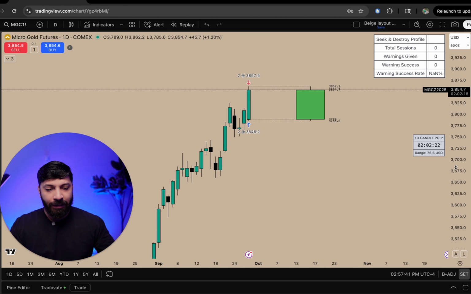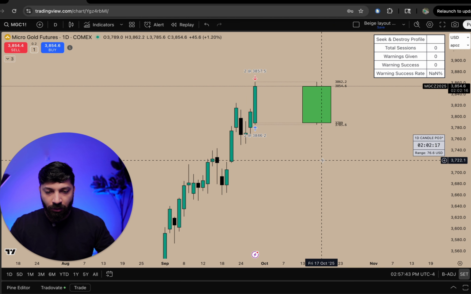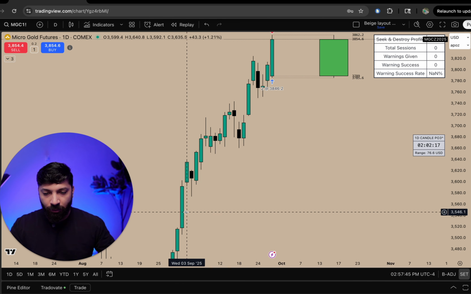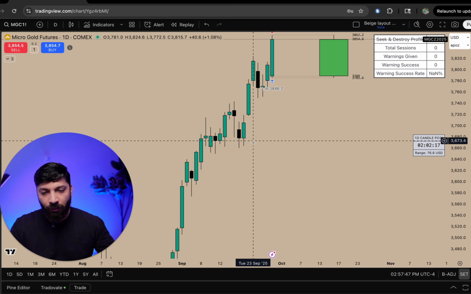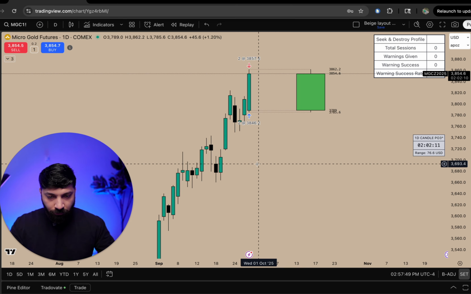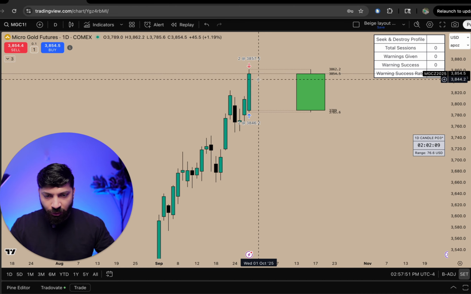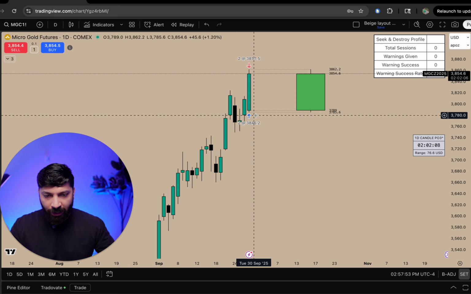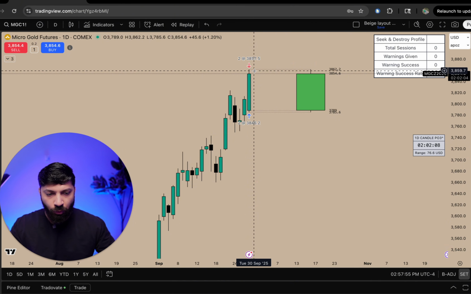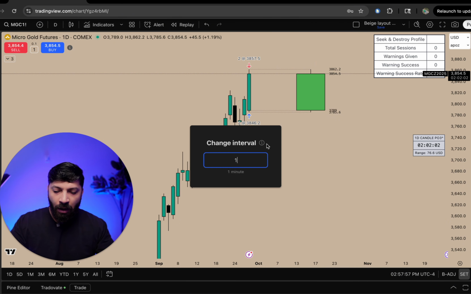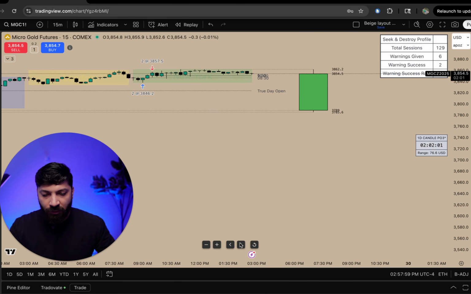As you can see here, we are on the daily chart, and gold has just been moving up, moving up, moving up like no tomorrow. Now, coming into this AM session, we had already made the high. So the candle body had already shown a large range expansion day. However, we were retracing on the 15-minute.